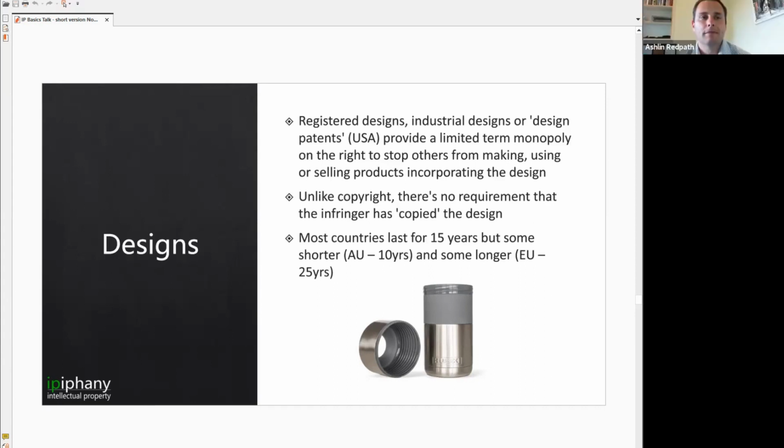So maybe you can go ahead, Ashlin. Yeah, okay. So registered designs in the States, they're called design patents. Yeah, hey, sorry, Ashlin. Peter Gibson had a question. Yep. Look, Ashlin, just a query.